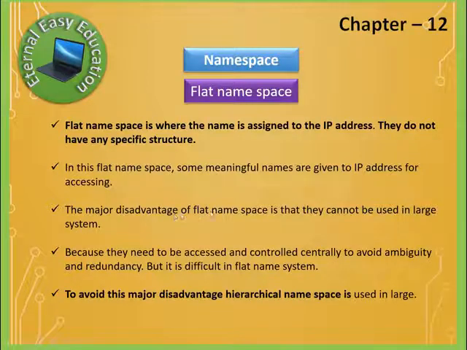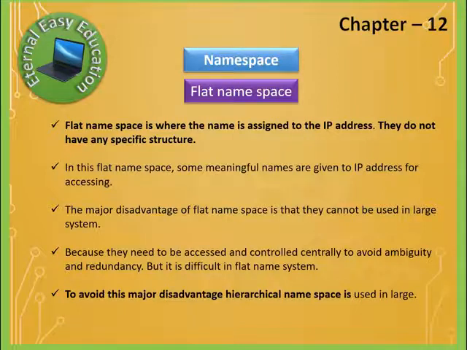The major disadvantage of flat namespace is that they cannot be used in large systems. Yes, as the number of hosts or number of nodes present in a network is very large, it is not possible to give different names to each system because they need to be accessed and controlled centrally to avoid ambiguity and redundancy.